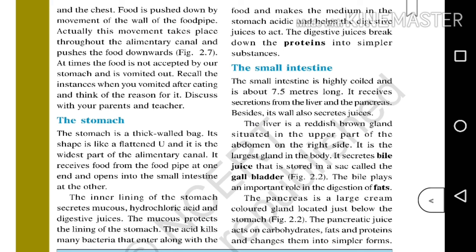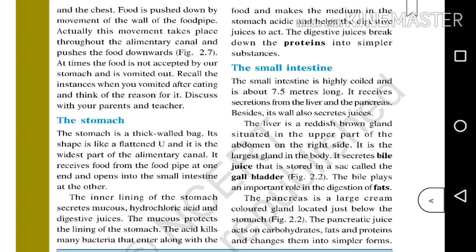And these three have their own functions. The first one, mucus. It protects the lining of the stomach. So, the function of mucus is to protect the lining of the stomach. Next one, hydrochloric acid. The function of hydrochloric acid is to kill the bacteria and it also helps the medium of the stomach to be acidic and the digestive juices to act. So it will promote the process of digestion in the stomach. And also the digestive juices which will break down the proteins into simpler substances. So these are the functions of mucus, hydrochloric acid and digestive juices.